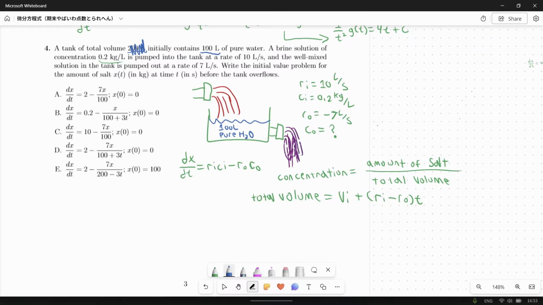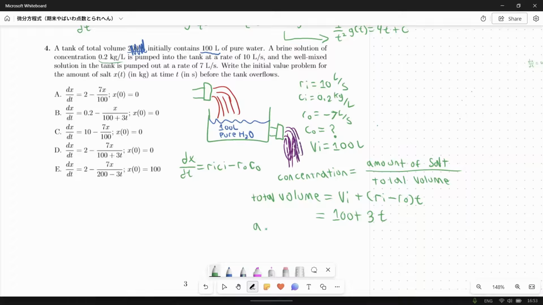What matters to us is the fact that there's 100 liters of pure water. So that's going to be our initial volume. I'll write that over here as well: V_I is equal to 100 liters. So our total volume is going to be equal to 100 plus the rate in minus the rate out. Our rate in is 10 liters per second, as we've put here, and our rate out is negative 7 liters per second. So 10 minus 7 gives us 3. So our net rate is going to be 3T, and this is going to be our total volume.